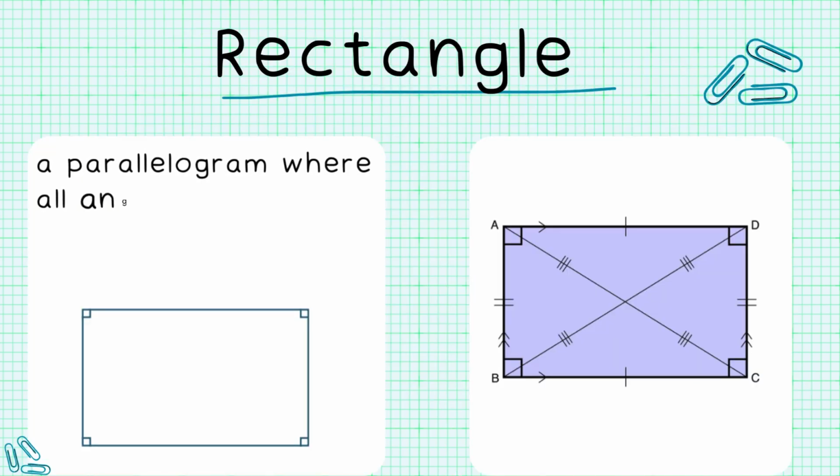A rectangle is a parallelogram where all angles are right angles. A rectangle is a parallelogram because 1. The opposite sides are parallel. 2. The opposite angles are equal. And 3. The diagonals in a rectangle bisect each other.